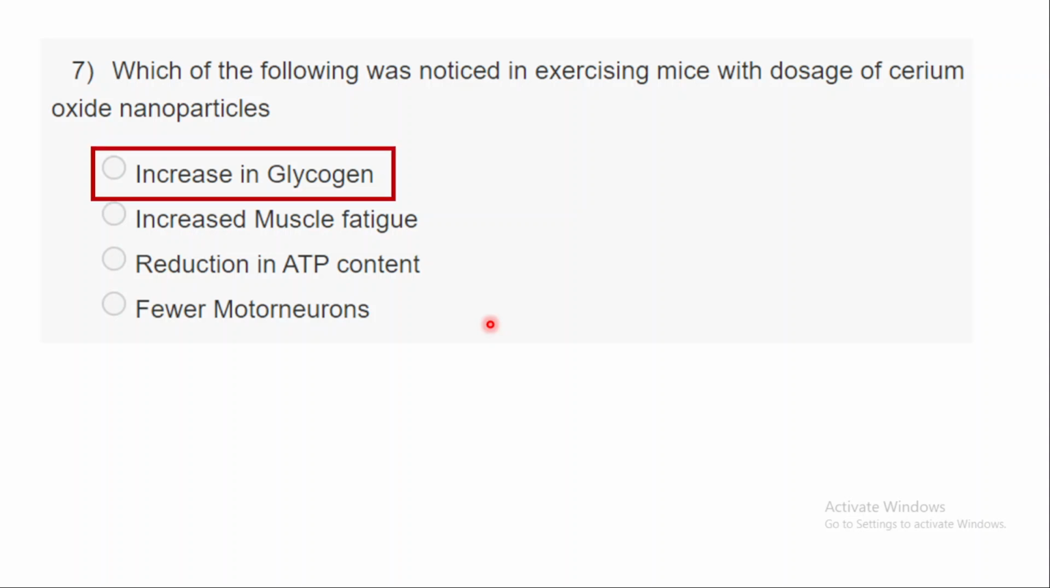Wow, it's option A. So all of you are answering very accurately this time. Very good. So there will be an increase in glycogen if a mouse tissue, or in exercising mice, muscle tissue is treated with a dosage of cerium oxide nanoparticles. What will be observed is an increase in glycogen.